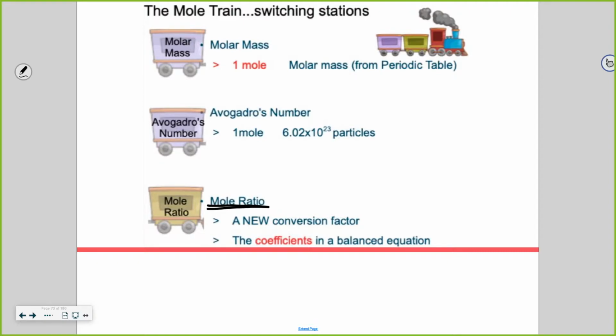So these are the 3 blanks there. When converting to mass, we use what? When converting from mole to mass, we use the molar mass. When converting to and from particles, we use what? 1 mole equals Avogadro's number, 6.02 times 10 to the 23rd. And now, new today, when converting to new substances, we're going to use what? Mole ratios, or the coefficients in a balanced equation.